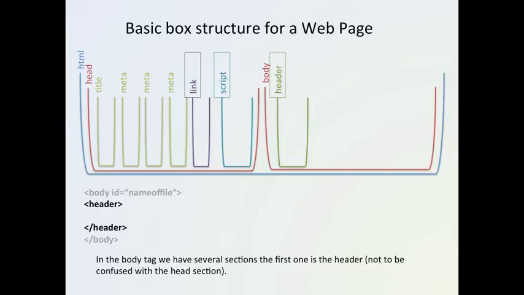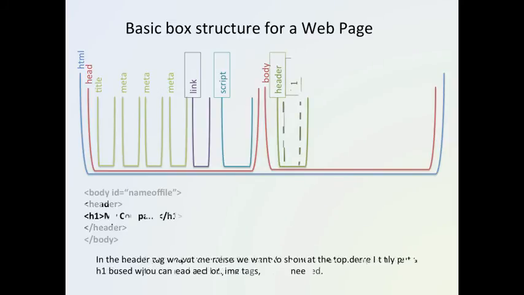The first section that I have in my body is usually my header section, and don't confuse this with the head section, which we've just talked about. The header section is going to contain your company's logo and things like that. And what I'm going to do here is I'll just put a heading 1 tag in there with my company name, but you can also add heading 2 tags for a tagline, image tags, and anything else that you need in that particular section.